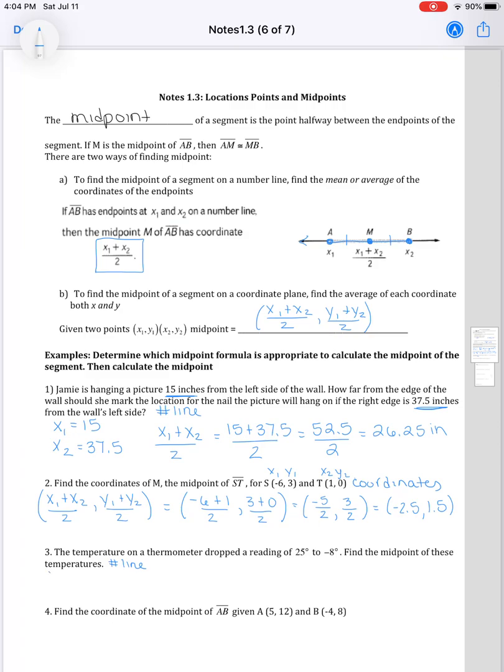All right, so temperature on a thermometer dropped a reading. We have two numbers here, so this is our number line. We do not have coordinates to work with. So x1 is 25 and x2 is -8. We're going to take those two values, add them up and divide it by 2. So we have 17 divided by 2, which gets us 8.5, and we're talking degrees here, so the units would be degrees.